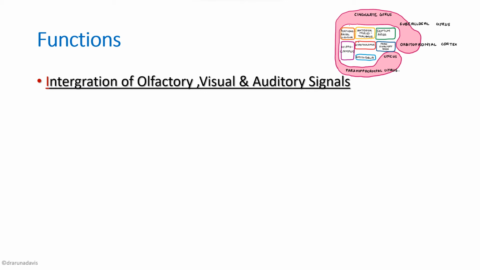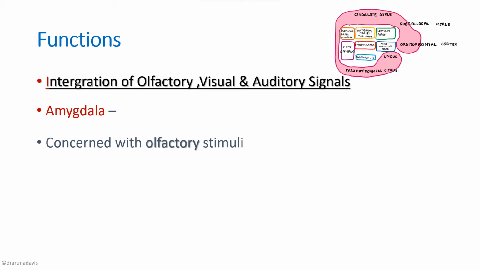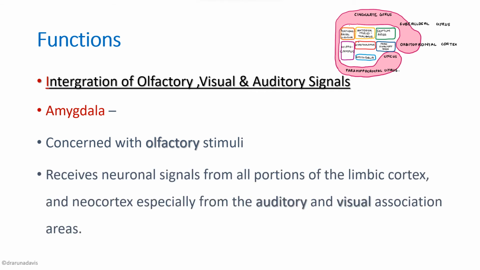Which part of the limbic system is involved in olfaction and visual and auditory signals? It is the amygdala. When we study the olfactory pathway, we know that the olfactory impulses are conveyed to the amygdala. So it is concerned with the olfactory stimuli. Also, the amygdala receives information from all parts of the limbic cortex and also from the neocortex, especially from the auditory and the visual association areas. So since it receives information about all three, that is olfactory, auditory and visual, it is able to integrate them. Okay. So the integration of olfactory, visual and auditory signals occurs in the limbic system.